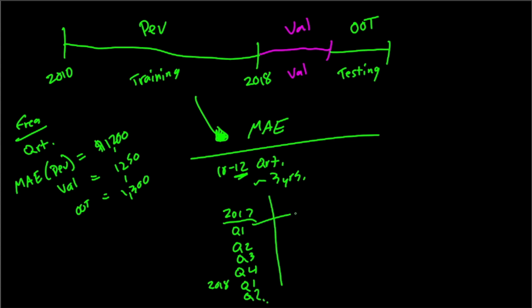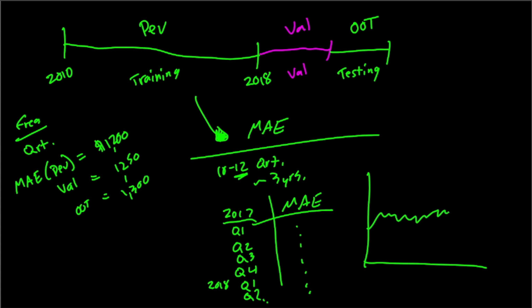And then you'll have your MAE here, and you'll have a bunch of values that you'll plot all out here. And you'll want to plot these out and see what they look like. So they look like something like this. And this will be your MAE for 12, 18, 24 quarters. I don't know, whatever you've got. And then you'll use this to figure out how you're going to be setting your thresholds here.